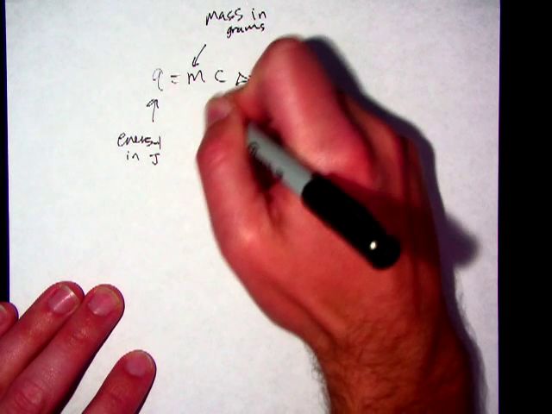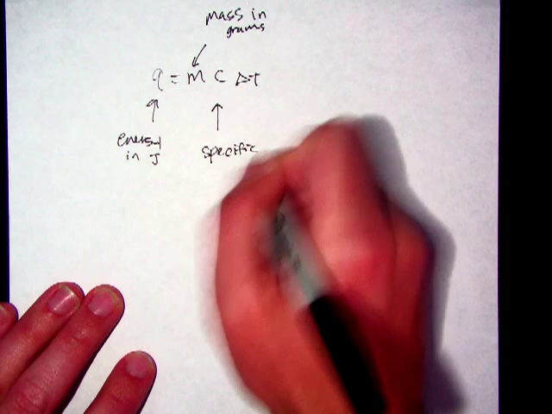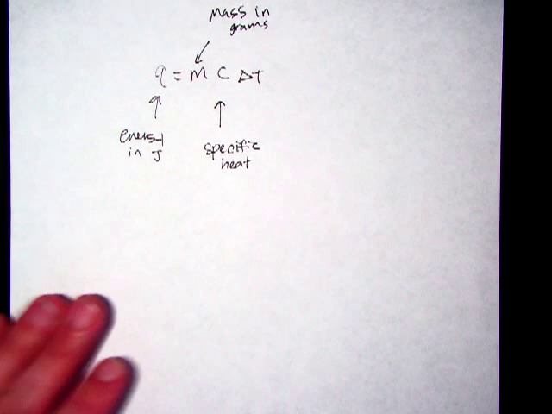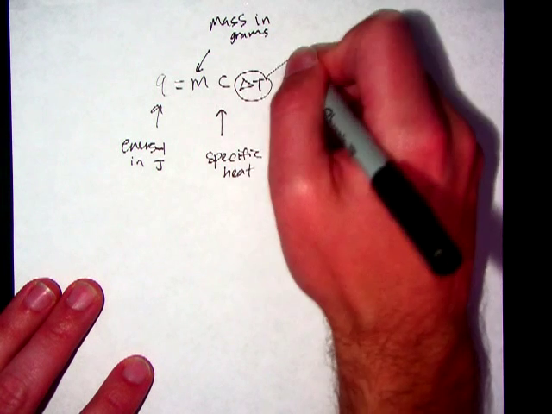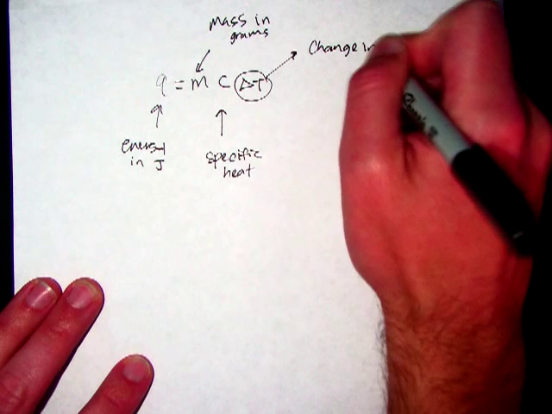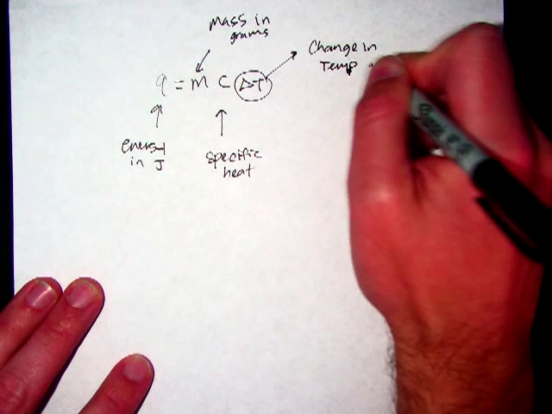The C we just learned about is the specific heat. It's a constant that you can either A, look up, B, it's given to you, or C, you have to solve for that sometimes. And delta T is one thing. It's one variable, not two. It's change in temp. And it's usually measured in either degrees Celsius or degrees Kelvin.